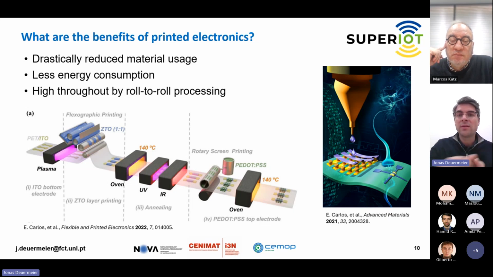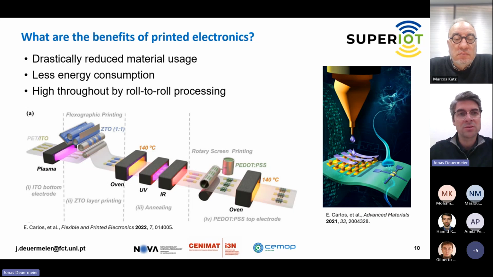While here, when you think of inkjet printing, you are just depositing where you actually want the material to be. So I don't have a number here, but it is a huge amount of material that is not consumed with these printed electronics. Energy consumption I mentioned already because of the temperature, but also you don't need the RF sputtering, for example, which also consumes energy. And you can use things like roll-to-roll processing, which is from Emmanuel Carr's publication here, to make it high throughput.